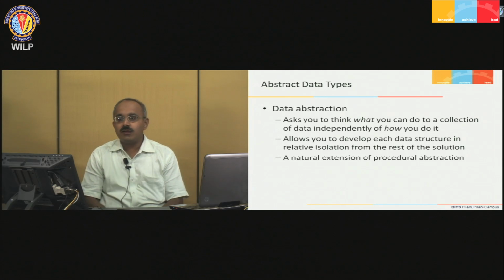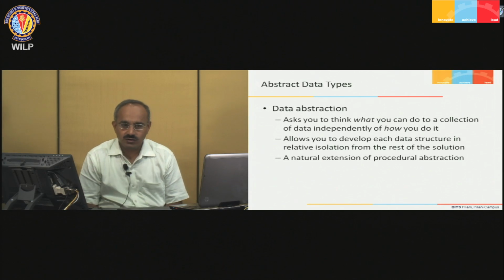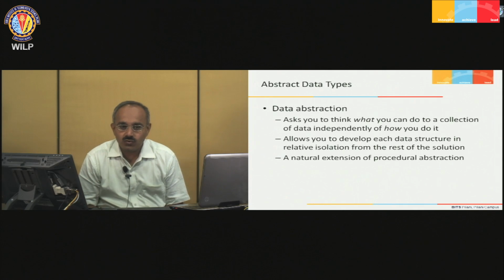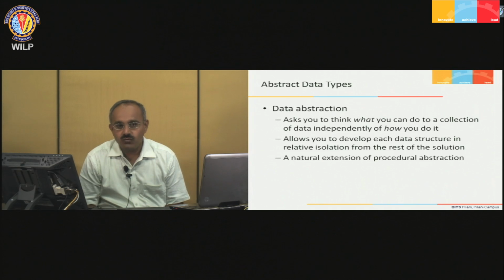So data abstraction helps you worry only about what you can do with the collection rather than worrying about how to do it. That is what we already said: abstraction allows you to worry only about what we want to do rather than how we achieve it.